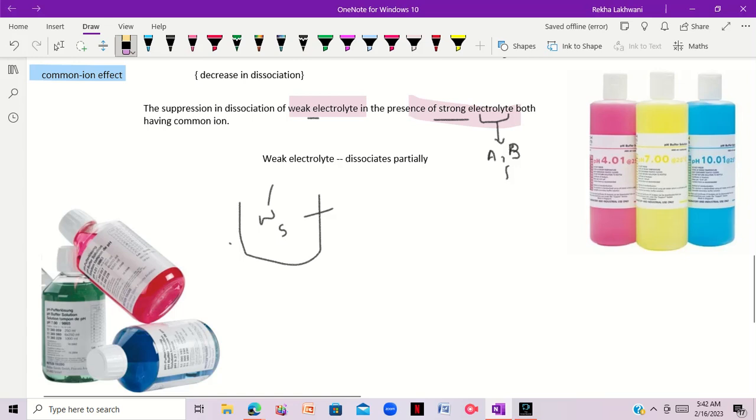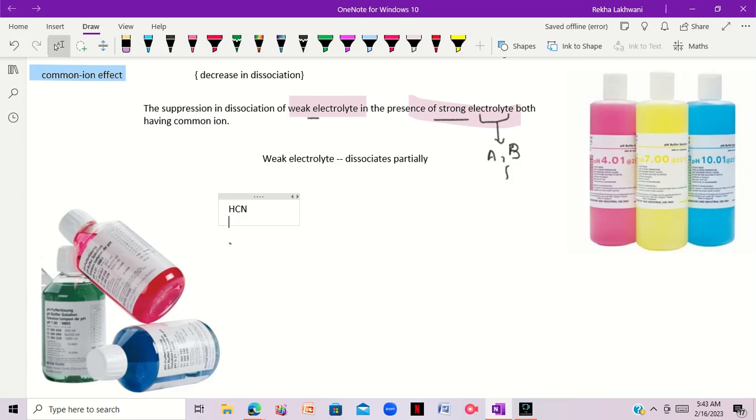Let me erase this. Okay, let's take the example of hydrogen cyanide. The hydrogen cyanide is basically a weak acid. Hydrogen cyanide is a weak acid, right?